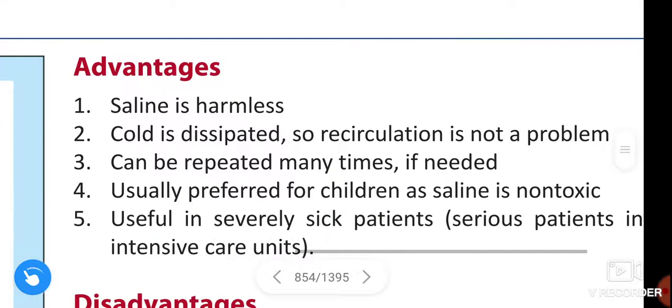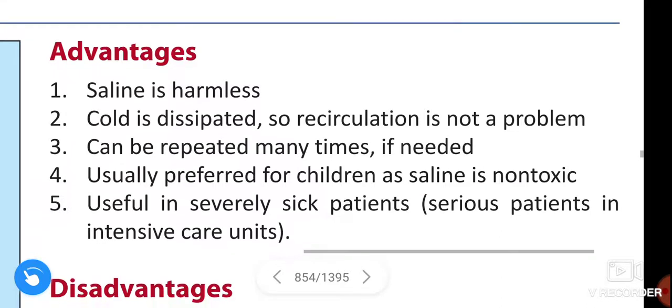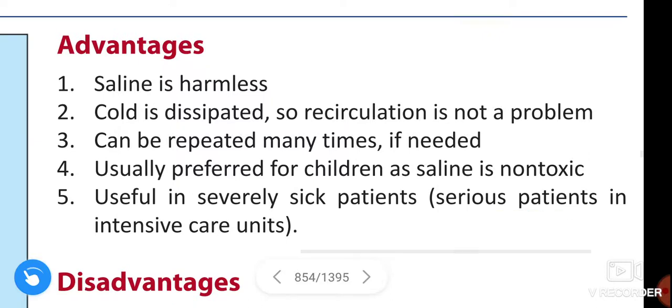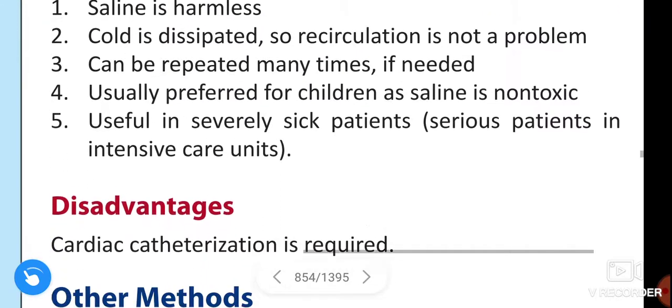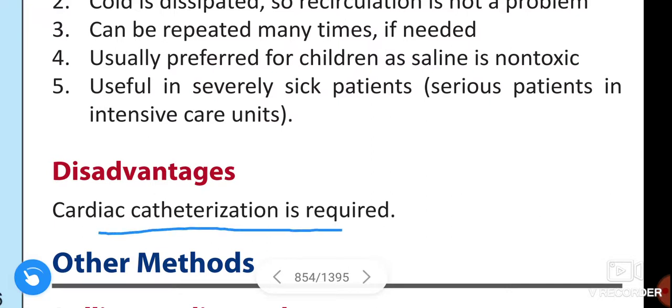Next, advantages. The saline is harmless, cold is dissipated, so recirculation is not a problem. It can be repeated many times if needed. Usually preferred for children as saline is non-toxic. Useful in severely sick patients, serious patients in intensive care units. Next, coming to the disadvantages. Cardiac catheterization is required.